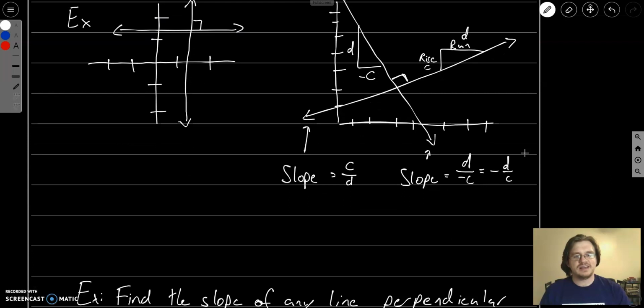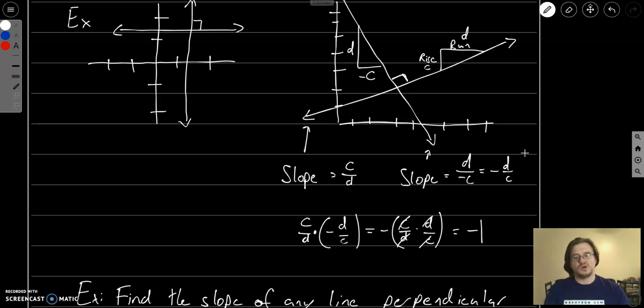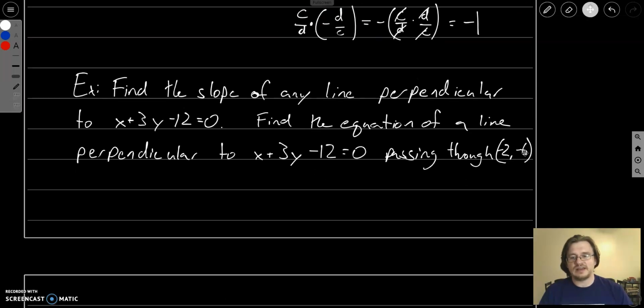And the trick here is, if you multiply these two numbers, what happens when I multiply C over D times -D over C? Well, I can pull out that negative sign, and then I'll have C over D times D over C, and we get cancel, cancel, cancel, cancel, -1. So when we look at these two fractions, one easy way to remember perpendicular lines is that you take the reciprocal of the slope and you multiply it by -1. So let's try that with an example.